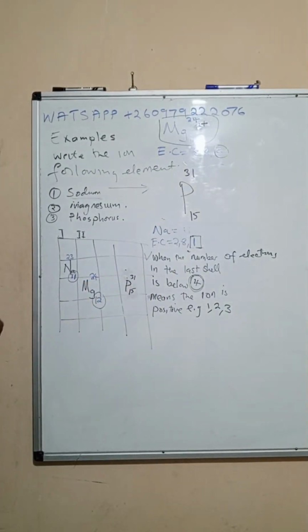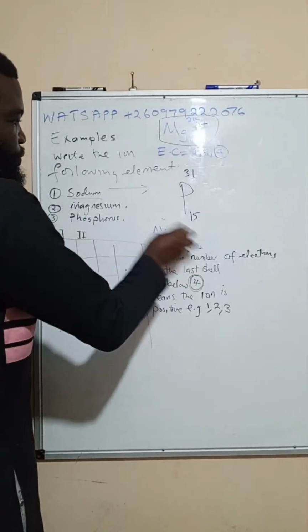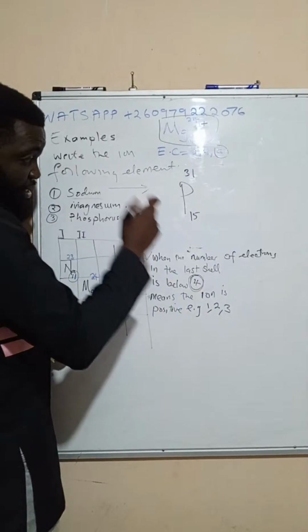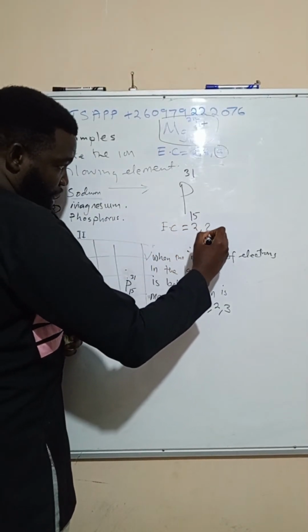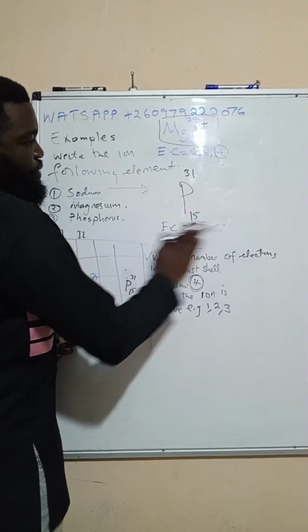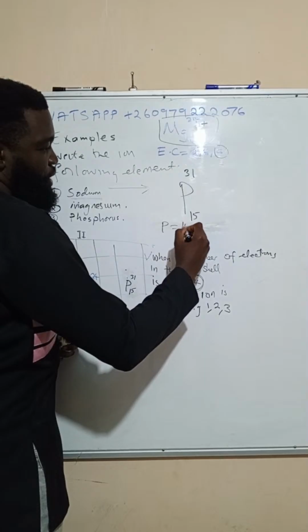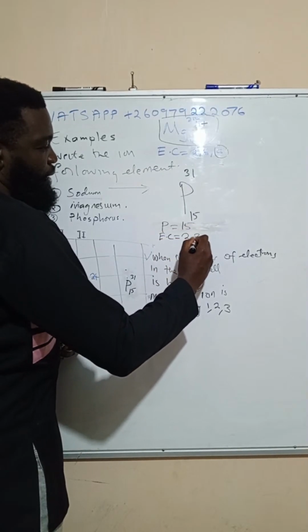But how do you write the ion for phosphorus? You're trying to find the ion. You follow the second rule. First, you write the EC, electronic configuration. First, you say phosphorus, atomic number 15, EC, 2,8,5.